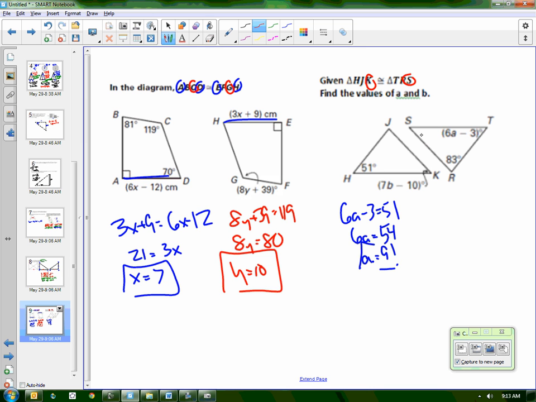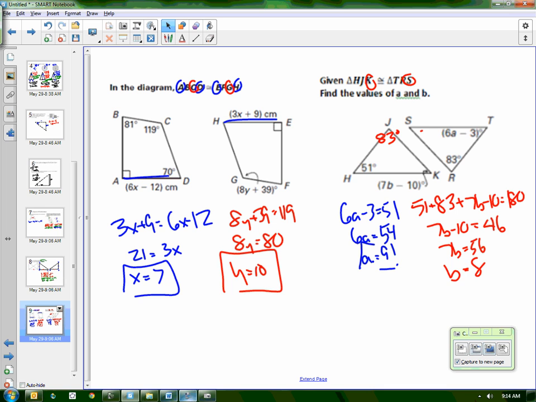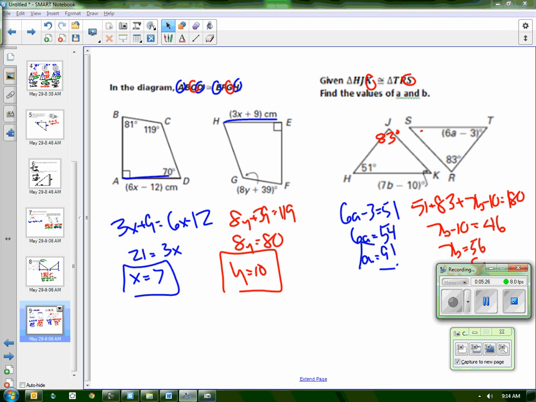Do I know K? Oh, that's this guy. I don't know that yet. Maybe I should go back and get an angle. R and J, this is 83. Maybe this would help. If I want to find B now, I could say 51 plus 83 plus 7B minus 10. These three angles have to add up to 180, which means if I subtract that, just that part has to add up to 46. So 7B is 56, which means B is 8. And that's page 2, or page 1 of part 1.